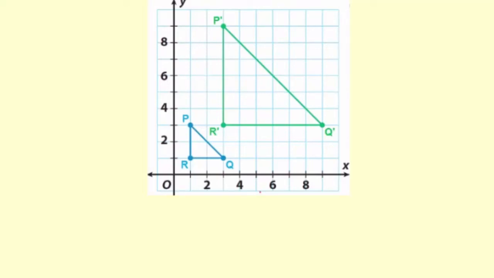So the big picture for this lesson is dilations. And here you can see a dilation. The original triangle is triangle PQR. That's the pre-image. And the image is P prime, R prime, Q prime, that triangle there.